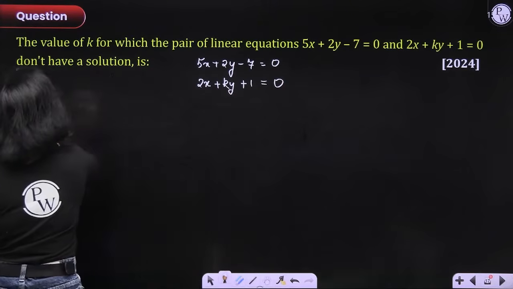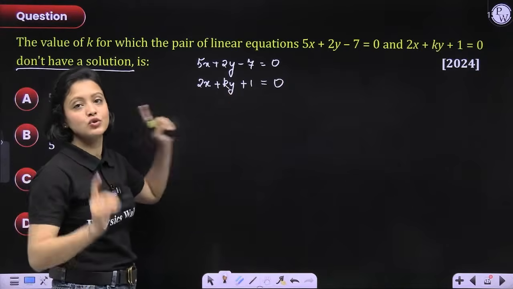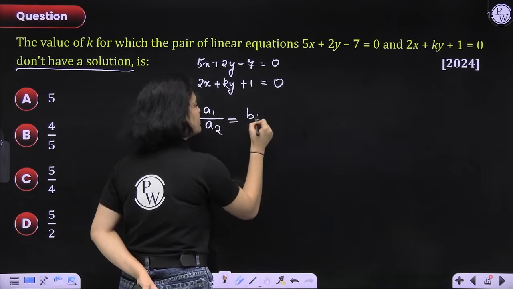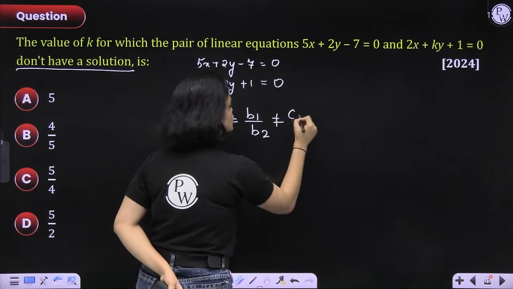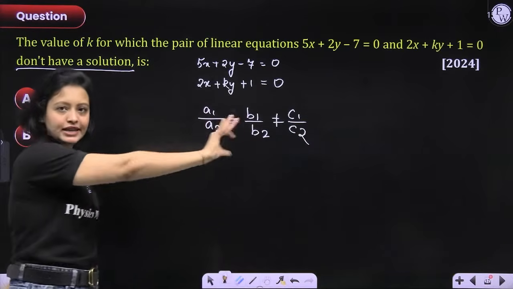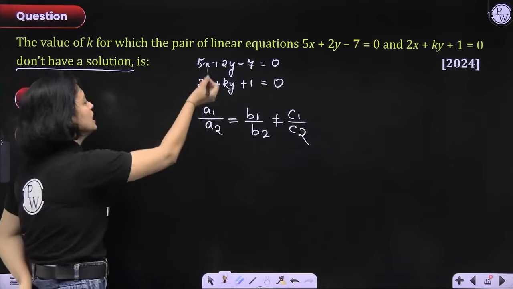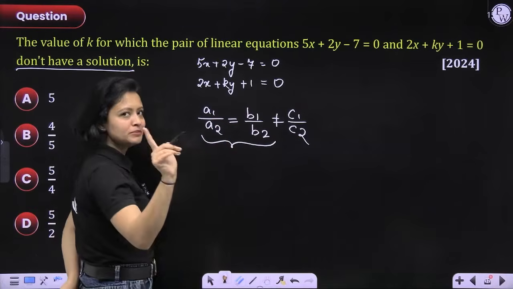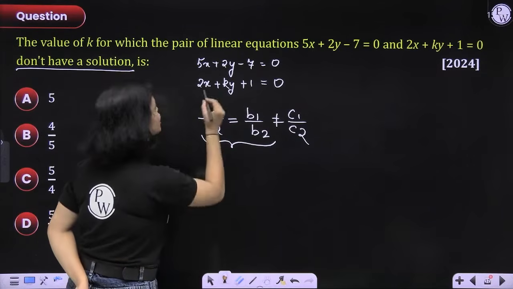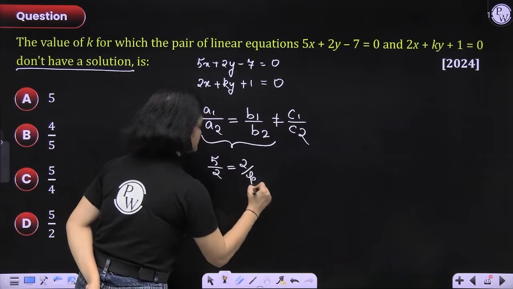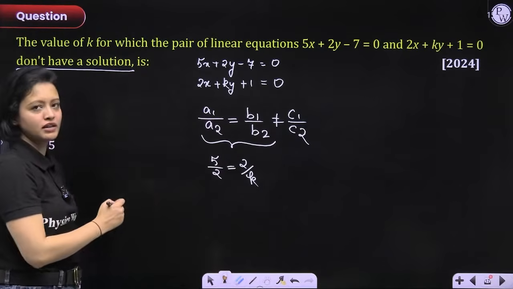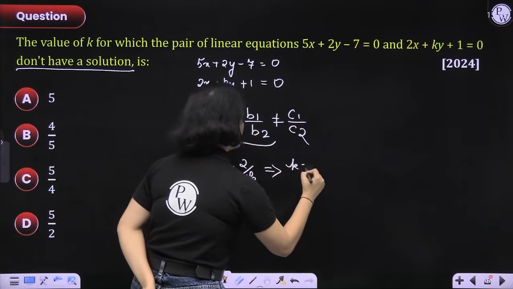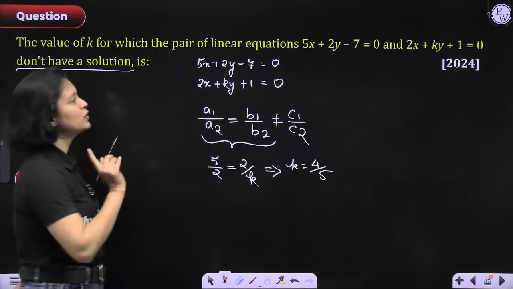Now, they are saying that we have to figure out the value of k if they don't have a solution. No solution means algebraically that a1 by a2 should be equal to b1 by b2, but this ratio should not be equal to c1 by c2. So first I will take this part here. a1 by a2 should be equal to b1 by b2. That means 5 by 2 should be equal to 2 by k. I have taken just the first part here. So from here you can say that k should be equal to 4 by 5. Right or not, everyone? k should be equal to 4 by 5.